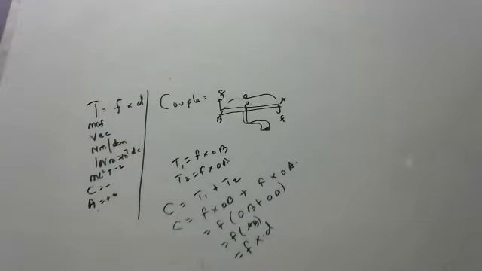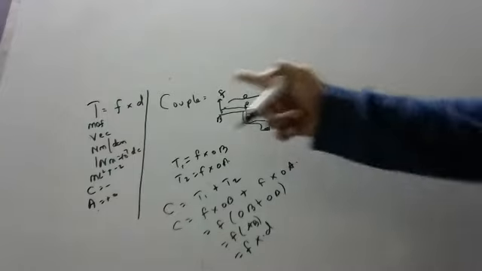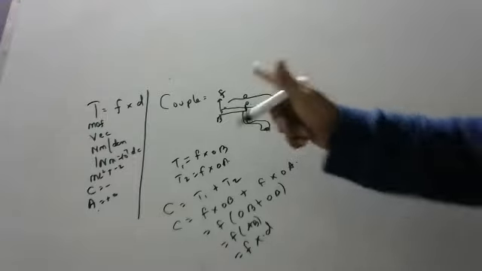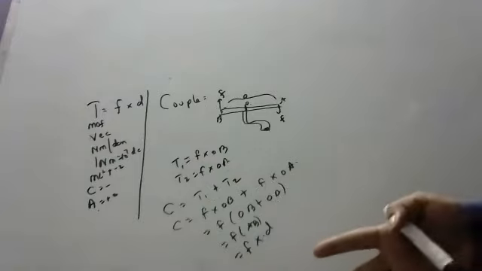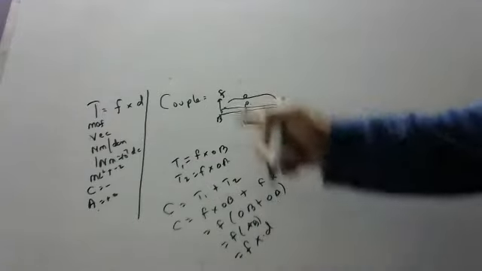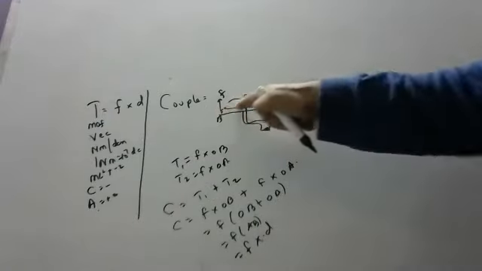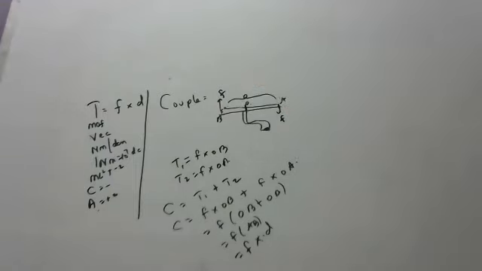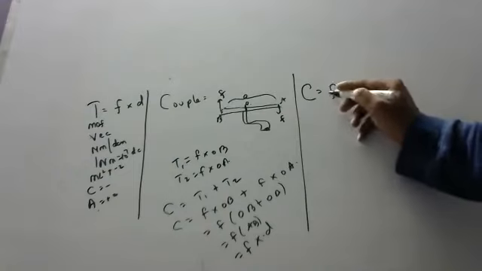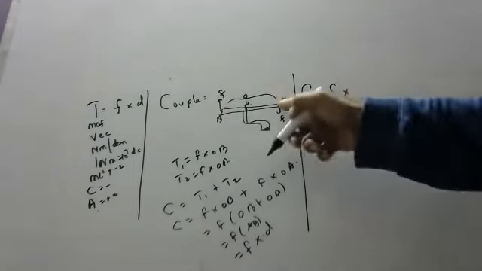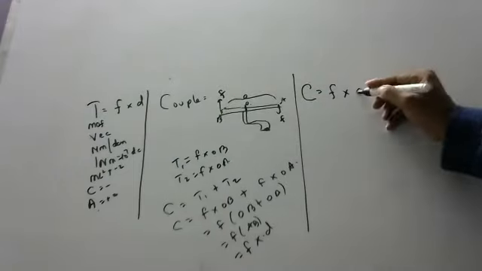Moment of a couple is also either force, any one force, because the same force will apply on both sides. It is not one side more and one side less. Both sides are the same. So couple is any one of the forces into the distance between the two forces.